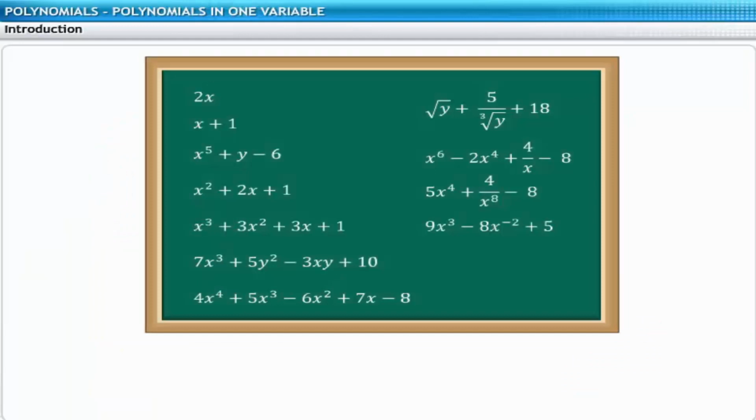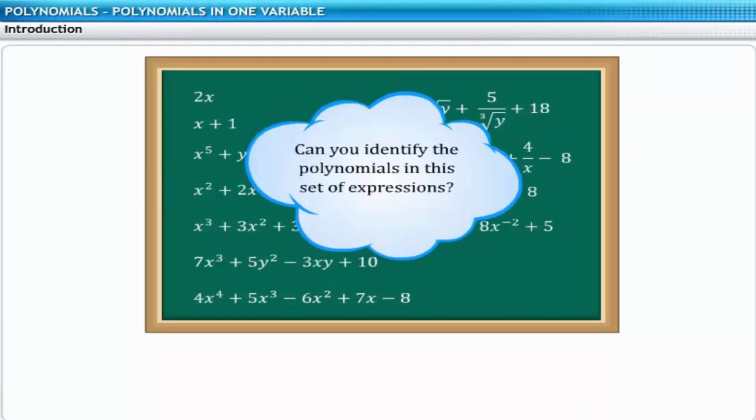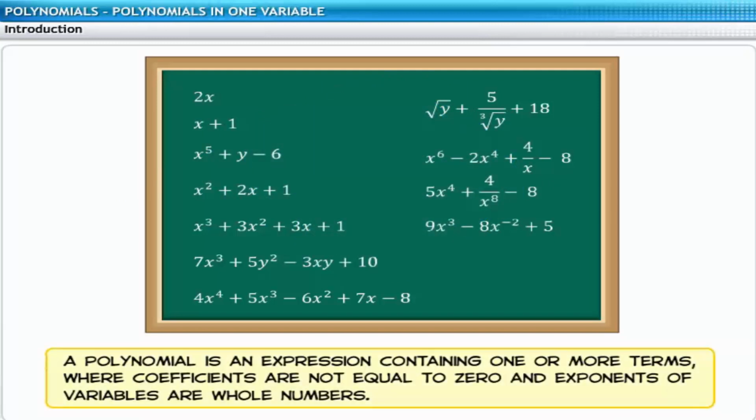Look at the expressions on the screen. Can you identify the polynomials in this set of expressions? A polynomial is an expression containing one or more terms where coefficients are not equal to 0 and exponents of variables are whole numbers. A polynomial can have one or more variables.